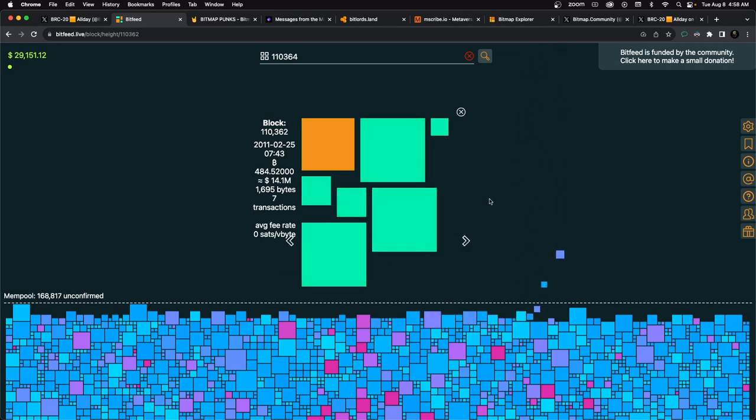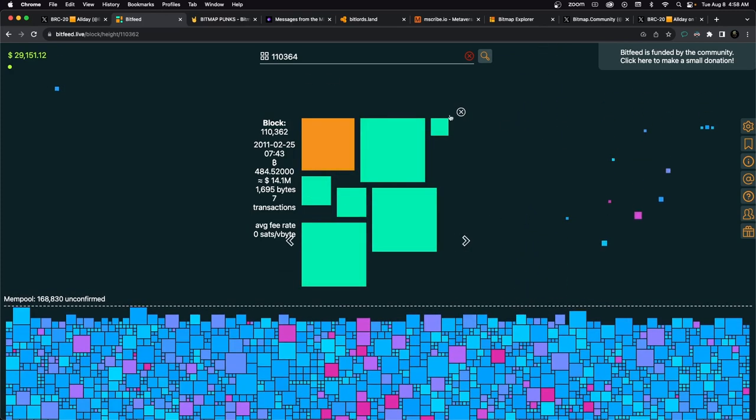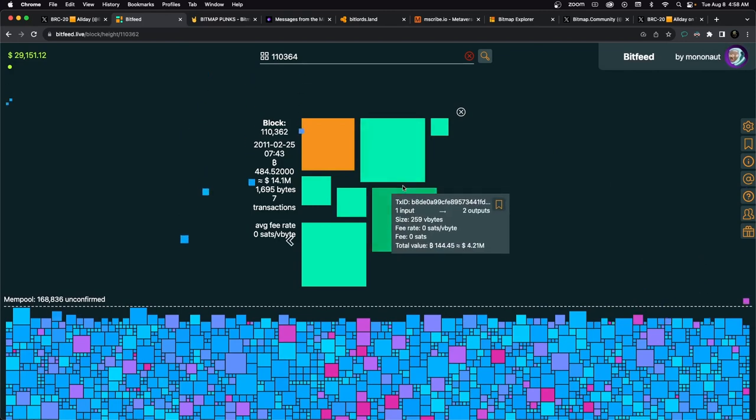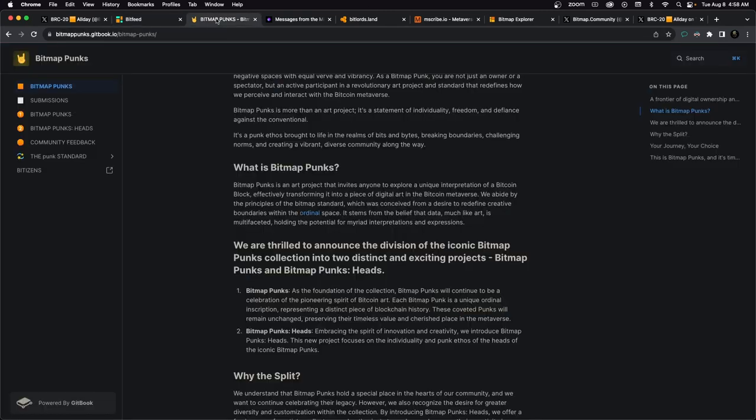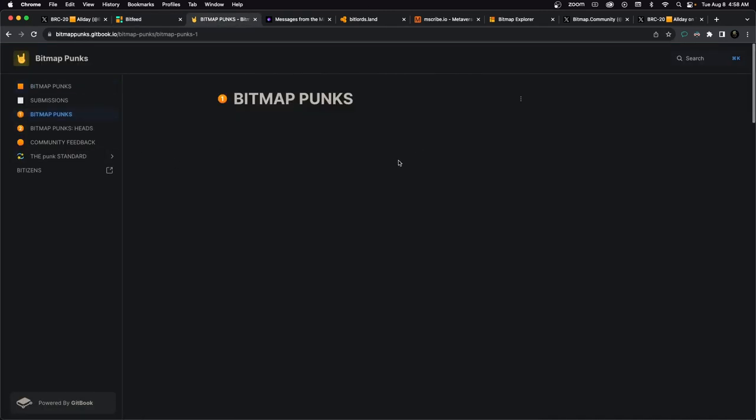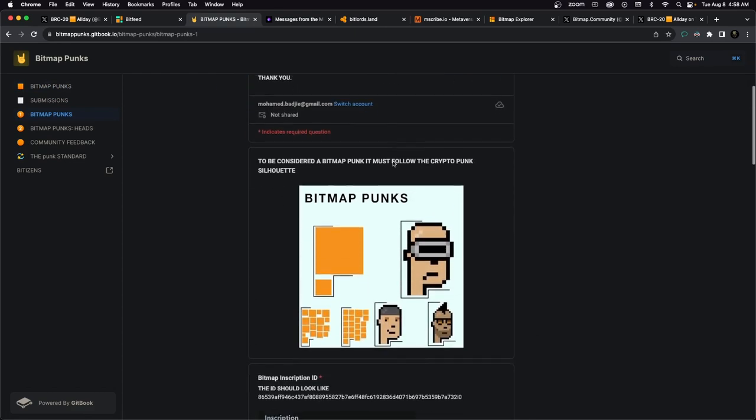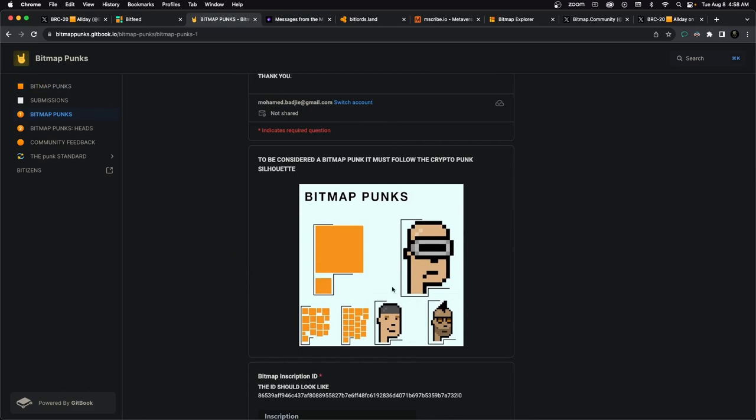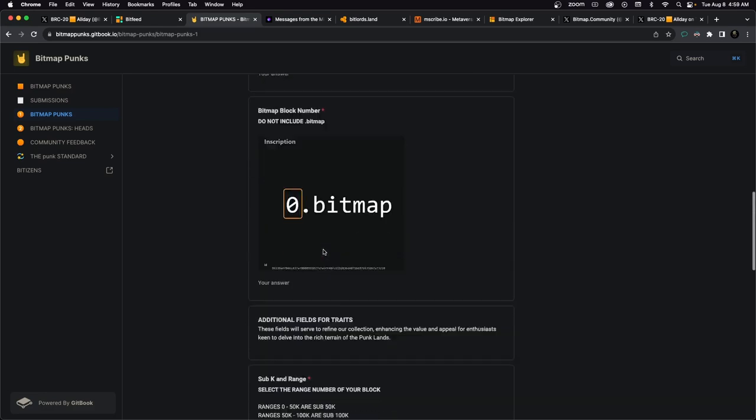because with the punks you have to depend on data visualizers like Bitfeed over here. Let's jump into the Bitmap Punk platform. Just get it loaded real quick. As you can see here, these are the guidelines the crypto punks follow, or the bitmap punks follow. You can see they kind of resemble the bitmap punks. So to be considered bitmap punks, you have to have these features or characteristics.